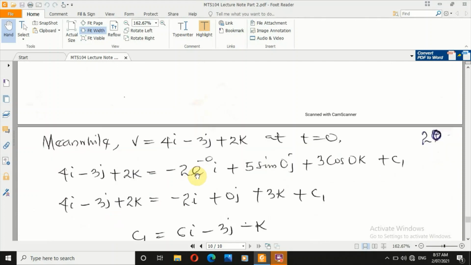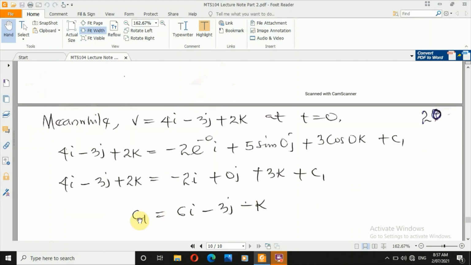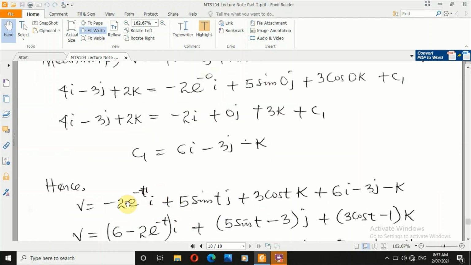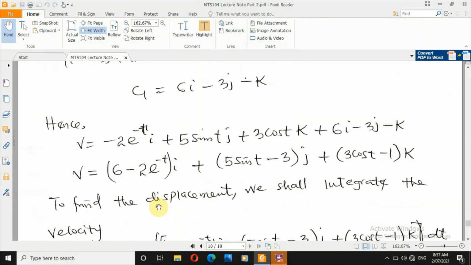Everything raised to 0 will disappear, since cos 0 gives you 1, then you have 3k, then you have c1. So we have this as the constant c1. You put the constant c1 back into the velocity. So this is the constant c1 from before, and then you have it like that. You merge the i component, j component, and k component together. So we have the velocity function in terms of a vector.